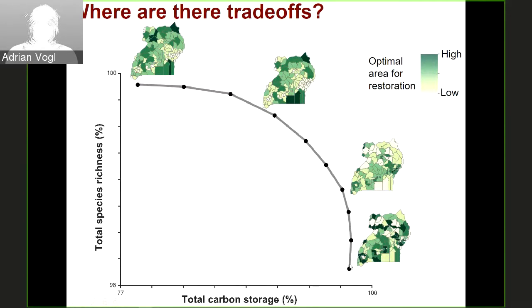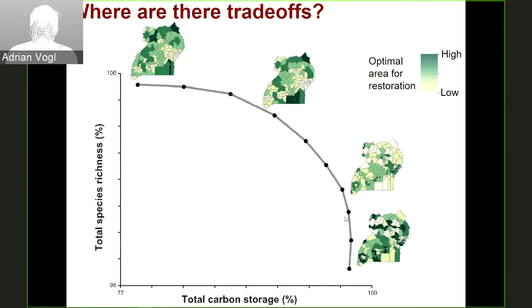but a very small improvement in total species richness. And the interesting thing about these trade-off frontiers is you can begin to understand where you can find easy wins or obvious wins versus places where the trade-offs are more stark. So for example, this landscape here provides a lot of carbon storage, but very little improvement in species richness. If you were to choose this point that's 2 or 3 points up, you really don't lose very much carbon at all, but you gain a huge amount in species richness.